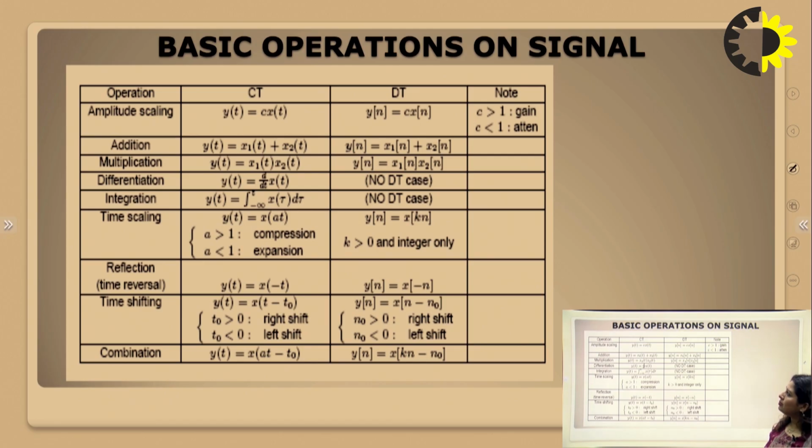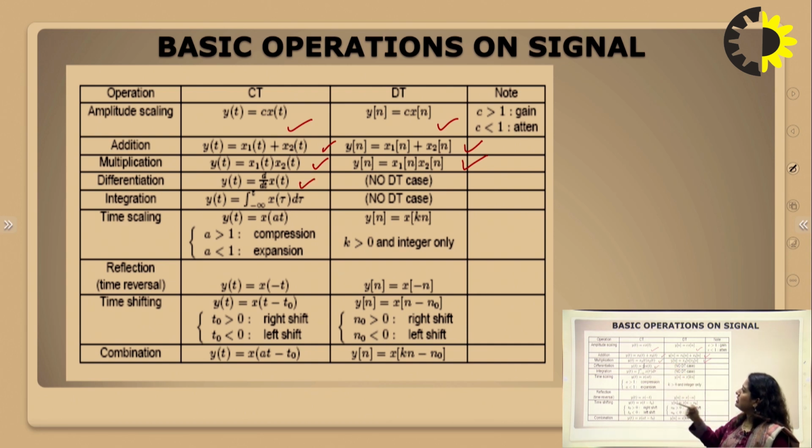There are some basic operators on signals which we use for the transformation of signals from a particular basic signal, through scaling, multiplication or reflection. In the first, we have amplitude scaling. So we have y(t) equal to c x(t) in the case of continuous time. Similarly, in the case of discrete time, c is the gain. Similarly, addition: x1(t) plus x2(t), x1[n] plus x2[n]. Multiplication is simply x1(t) times x2(t), x1[n] multiplied by x2[n]. There the amplitudes of the signals will be multiplied, and the amplitudes will be added in the case of addition.